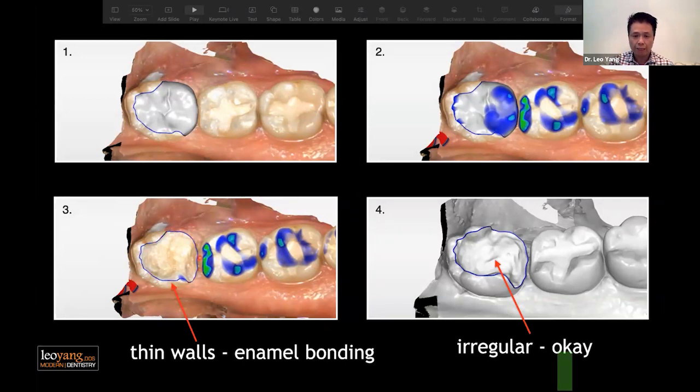Things just don't break. Now, again, if you look at photo number 2, you can see that the occlusion is primarily on the mesial aspect of that restoration. Since there's not going to be much contact on the distal portion, that's another reason why you won't see failures of restorations like this.